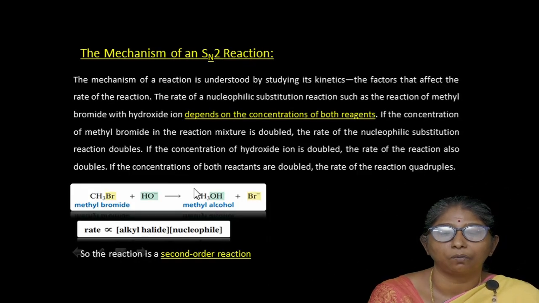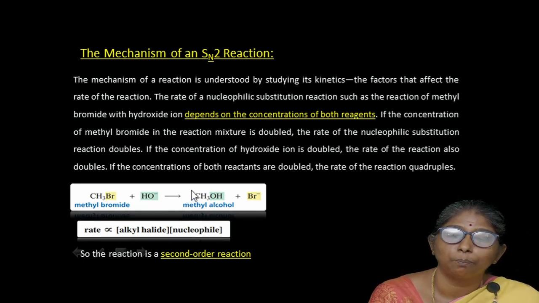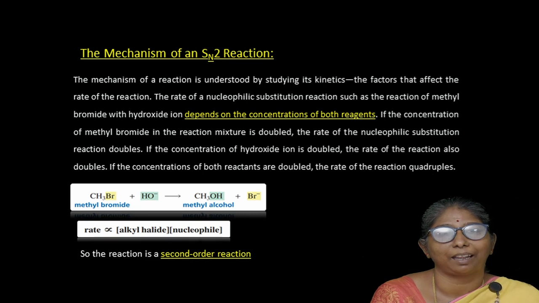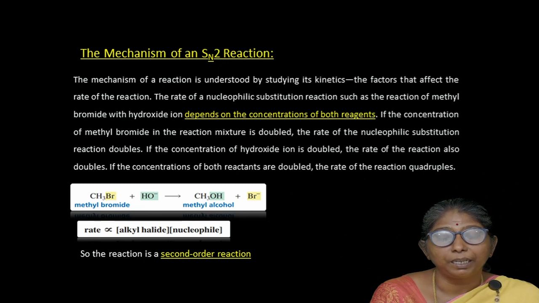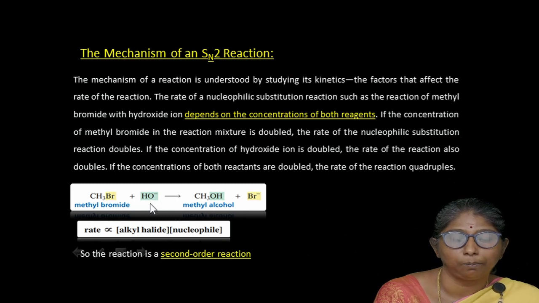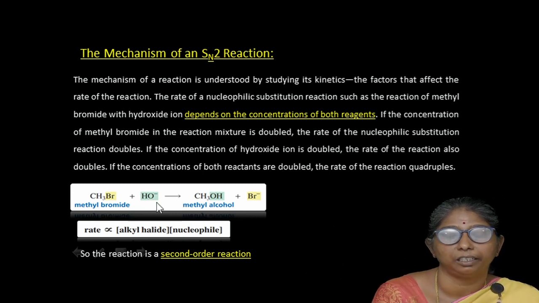Now we'll move to the mechanism of the SN2 reaction, that is bimolecular nucleophilic substitution. The mechanism is always studied by using kinetics, the factors that affect the rate of the reaction. From that only we can determine the mechanism of the reaction. The rate of a nucleophilic substitution reaction depends on the concentration of both the substrate and the attacking group. Here the substrate is methyl bromide and the attacking group is OH minus ion, the nucleophile. The rate of the reaction depends on the concentrations of both reagents, methyl bromide and hydroxide ion. See how it depends.